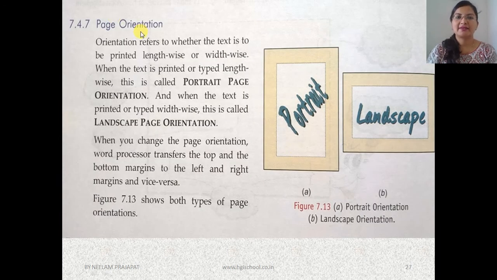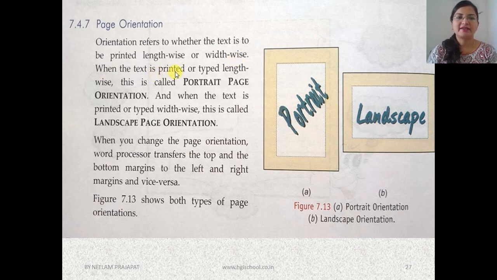Page orientation. When we did practicals of the greeting card, you have seen that we converted the page from portrait to landscape. So that is actually the page orientation. Here we are changing the lengthwise to the widthwise. You can see this is a lengthy page and this is widthwise. So orientation refers to whether the text is to be printed lengthwise or widthwise. So this is lengthwise and widthwise.